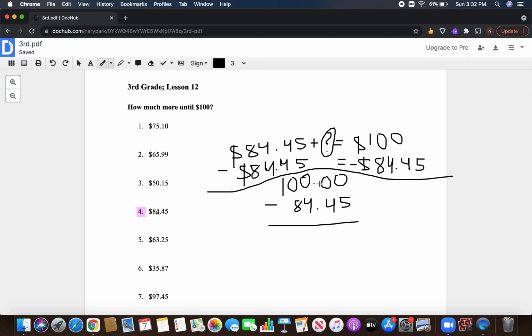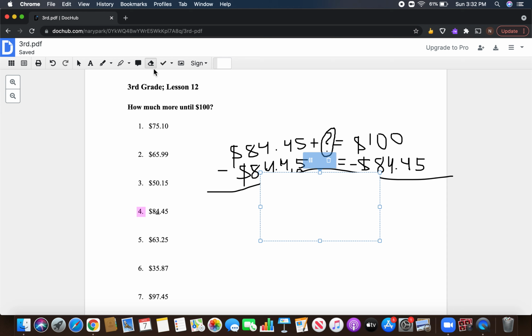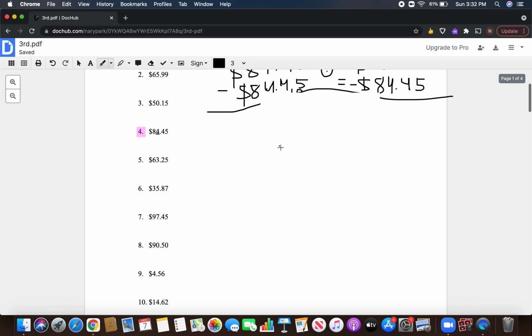This is basic review. We can't do this, so we need to borrow from the 1, right? The 1 becomes a 0, and the 0 becomes a 10, and then we need to borrow. Let me just write this again on the bottom. So let's see, 100 minus 84.45.